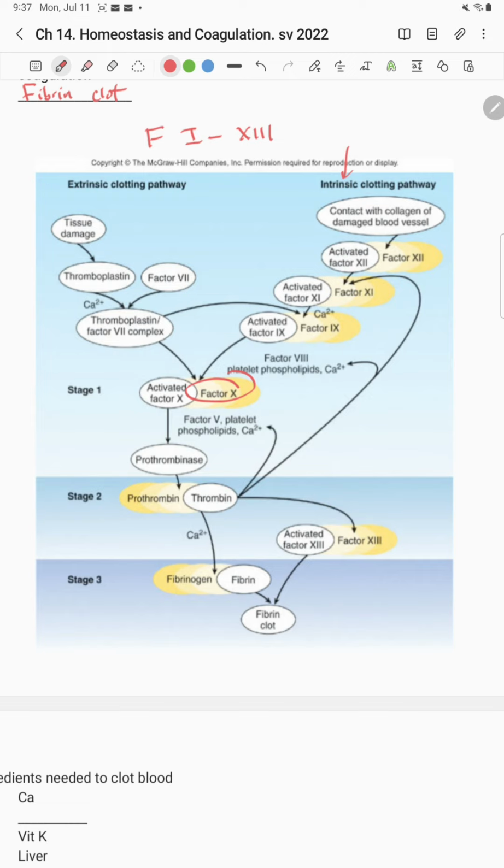Once that happens, then prothrombin is turned into thrombin. Okay, then factor 13 gets involved to help with the conversion of fibrinogen into fibrin, which finally makes your fibrin clot. Okay, this is our goal, is to get our fibrin clot. And there's a lot of ingredients and a lot of cascade of events in order to get there.